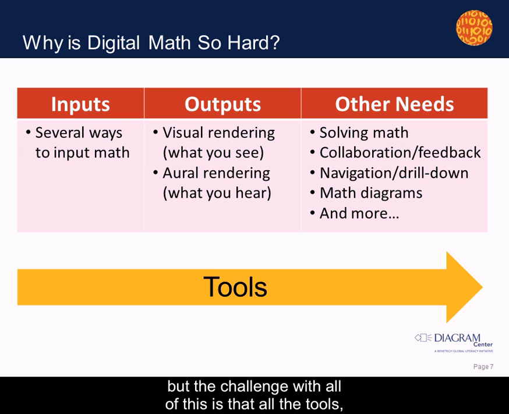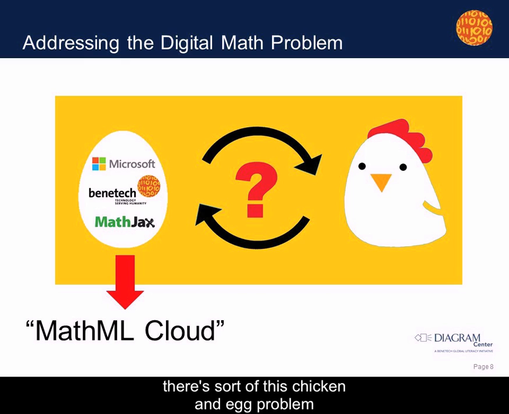But the challenge with all of this is that all the tools, whether it's reading, authoring, or collaborating, need to be able to support math in the digital form throughout the entire process. And that's very difficult to do. So like Julie had mentioned, there's this chicken and egg problem that we started with, which is what happens with math in the reading with various reading devices.